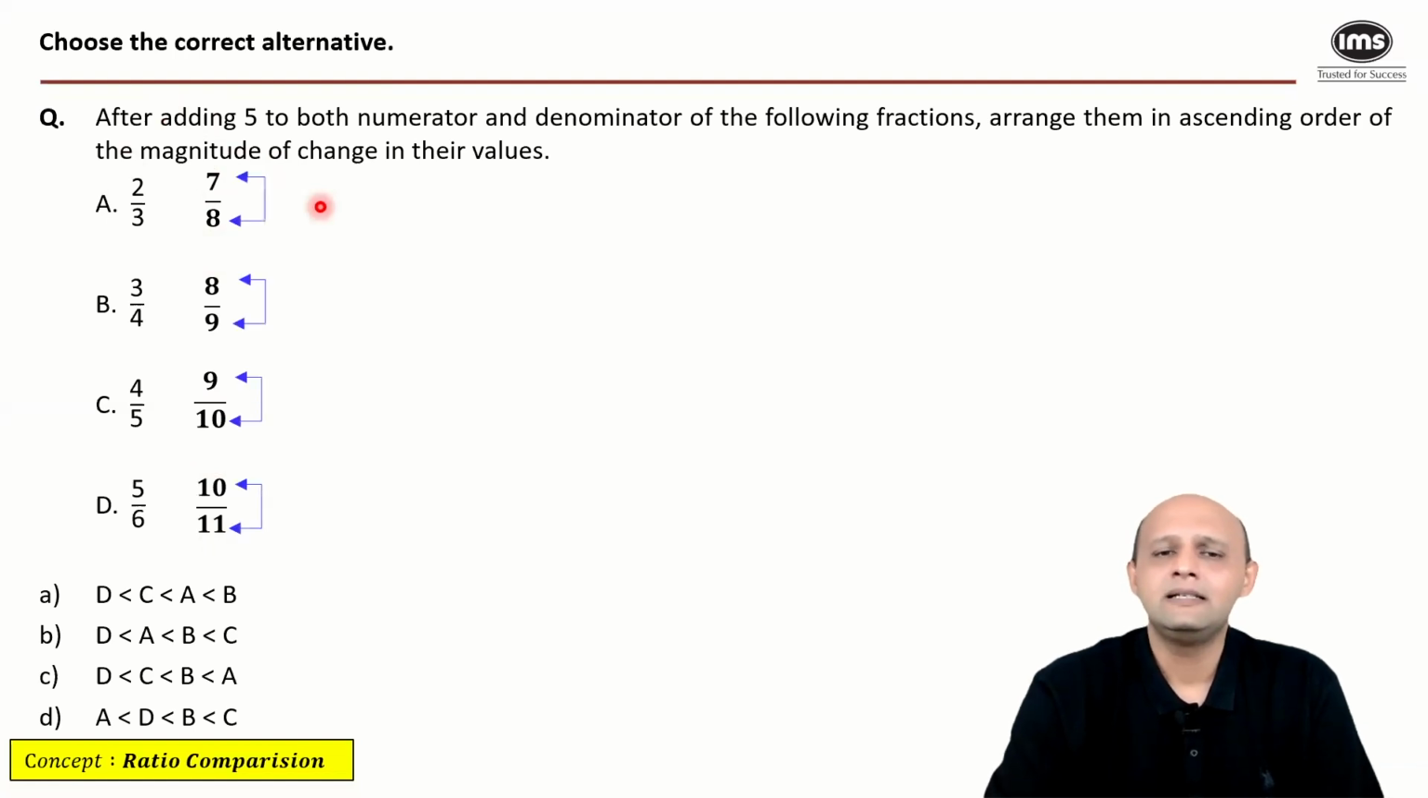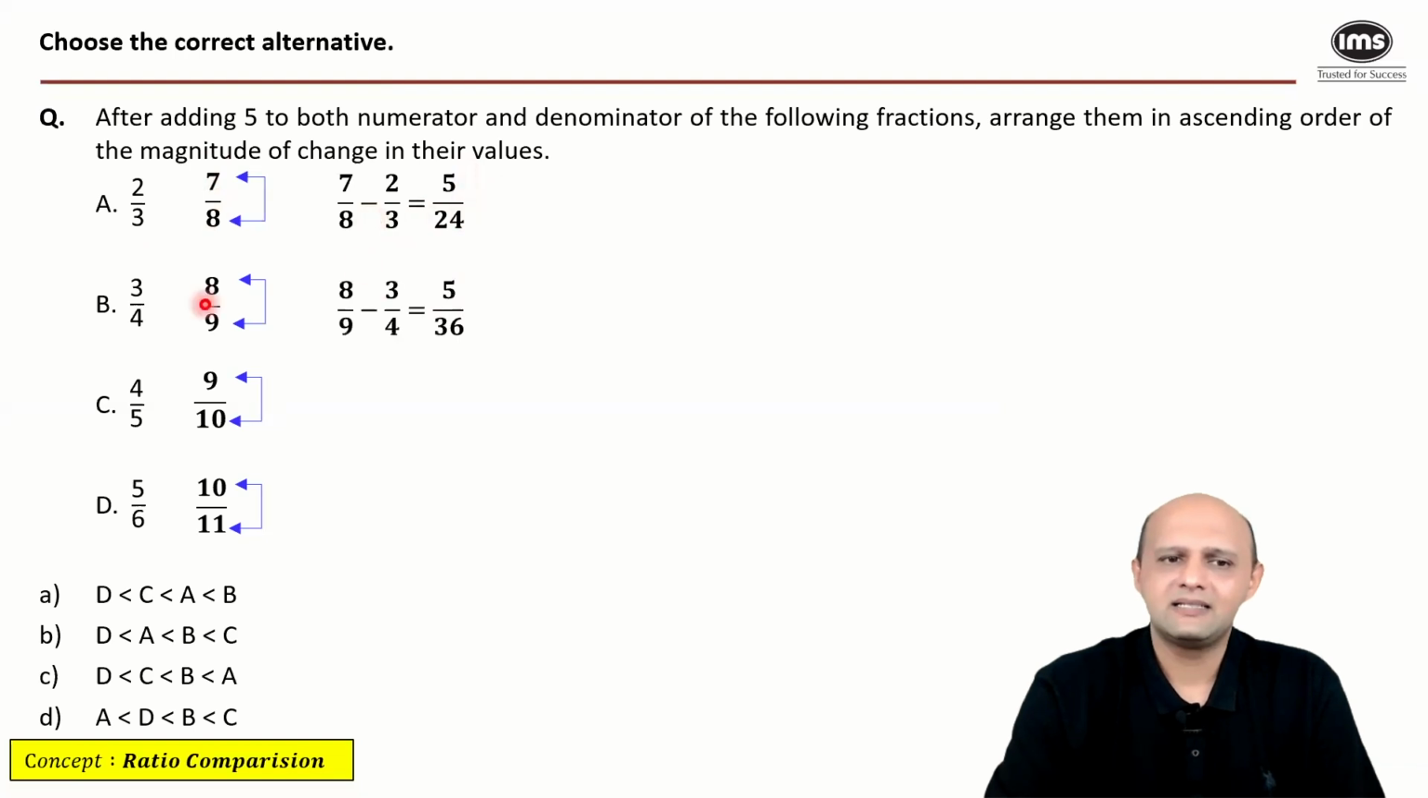Okay. So basically, what do you notice in these fractions, either the finally arrived values or the initial values, is the difference between numerator and denominator is same. This is one observation that you should have made by now. Now, 7 by 8 minus 2 by 3 is basically 5 by 24. Next is 8 by 9 minus 3 by 4 is going to be 32 minus 27, which is 5 by 36.